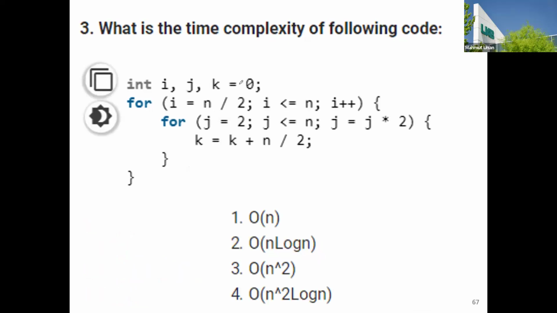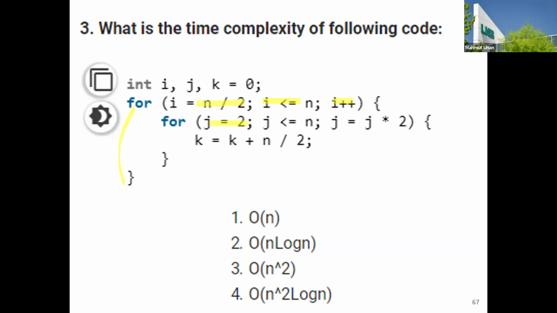How about this? Starting from half of the n, goes all the way to the n. I plus plus. What is the time complexity here? You can see that it is running n divided by 2. But remember, I just care about the power of that. N divided by 2, 5 times n, 7 times n, they are all O(n). I'm going to say that this is linear.